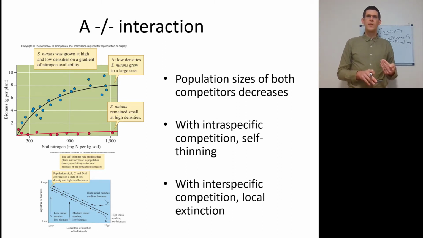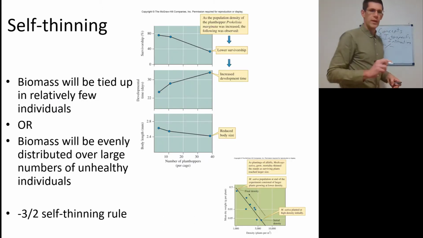With interspecific competition, one of the consequences can be local extinction of one species, because both populations are going to decrease until one of them decreases far enough that it can't compete anymore. They go out of business. They go extinct, and then the other species can have a better chance. We're actually going to see some good examples of that with paramecia a little bit later on. So the idea of self-thinning is in here.